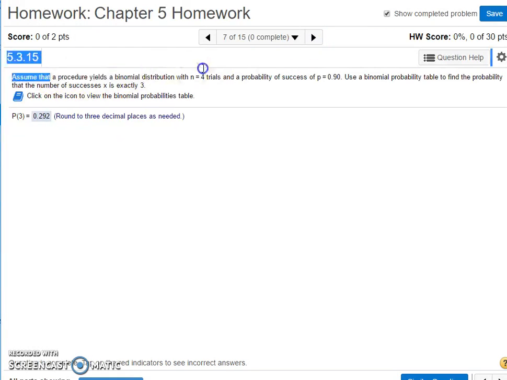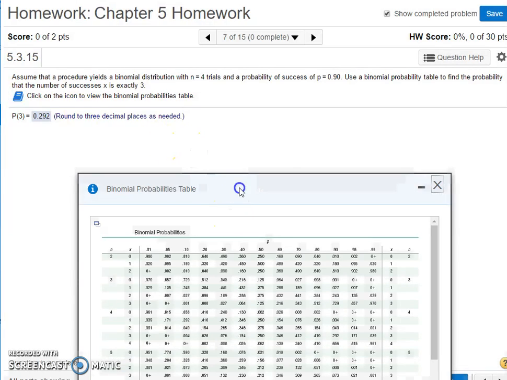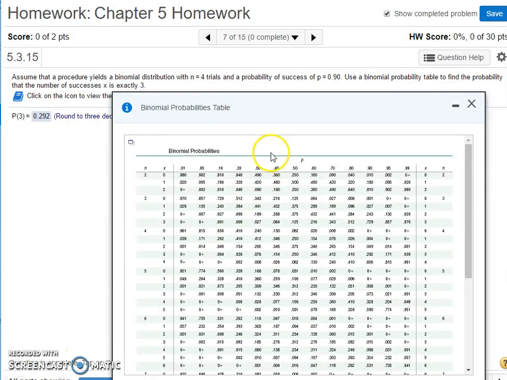Assume the procedure yields a binomial distribution with n equals 4 trials and a probability of success p equals 0.9. Use a binomial probability table to find the probability that the number of successes x is exactly 3. So click on the icon to view the table. So here's my table. What you want to do here is n equals 4. I'm going to come down to n equals 4. X is exactly 3, so I'm going to come to 3, and my p equals 0.9. So I need to go 4, 3, and come all the way over to 0.9. And there's my 0.292. So that's going to be my answer. So you have to use the n, the x, and the p in order to find the correct answer.